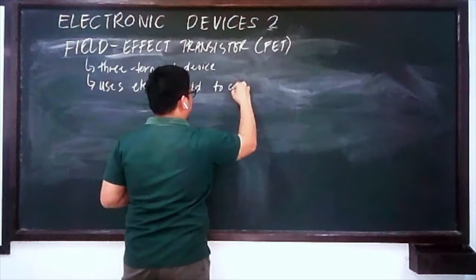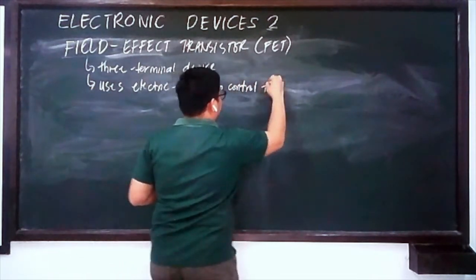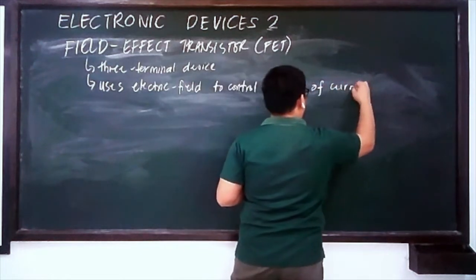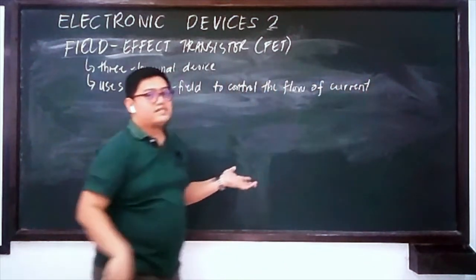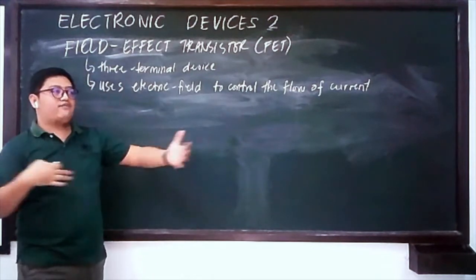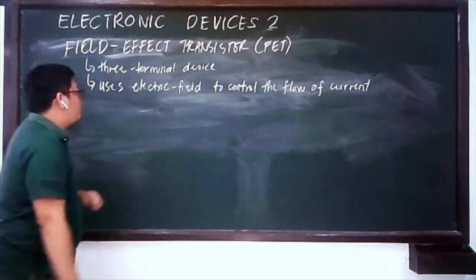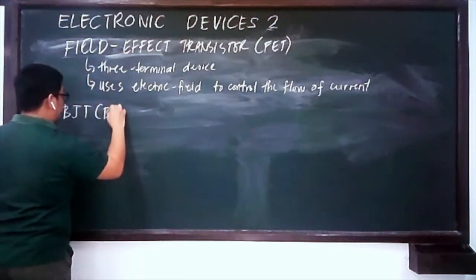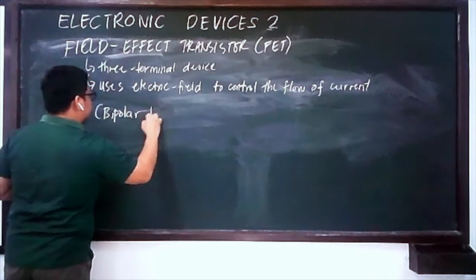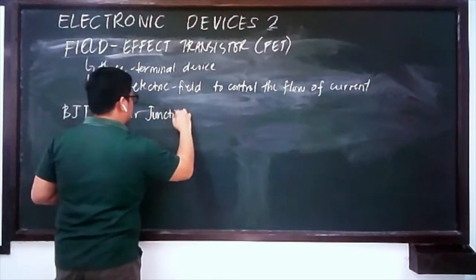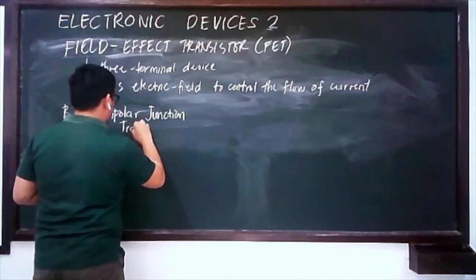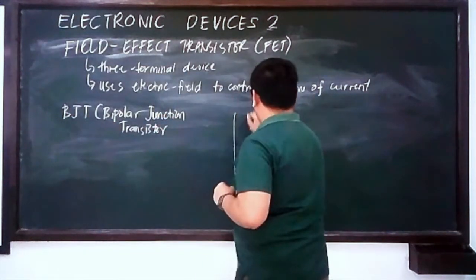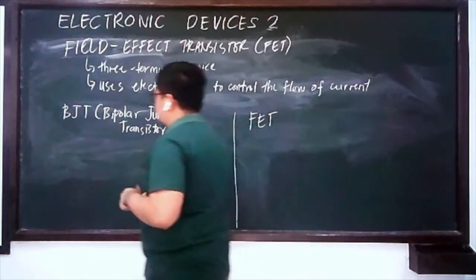to control the flow of your current. Okay, so let's start the discussion with the primary difference of our BJT, or our bipolar junction transistor, from our FET, or our field effect transistor.